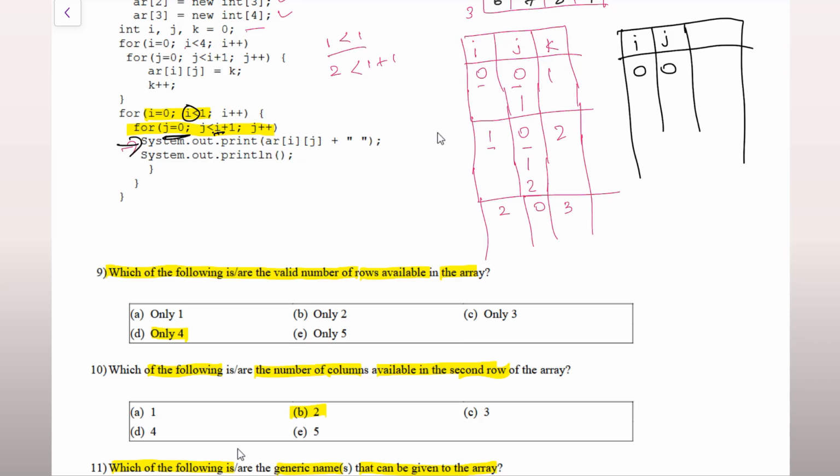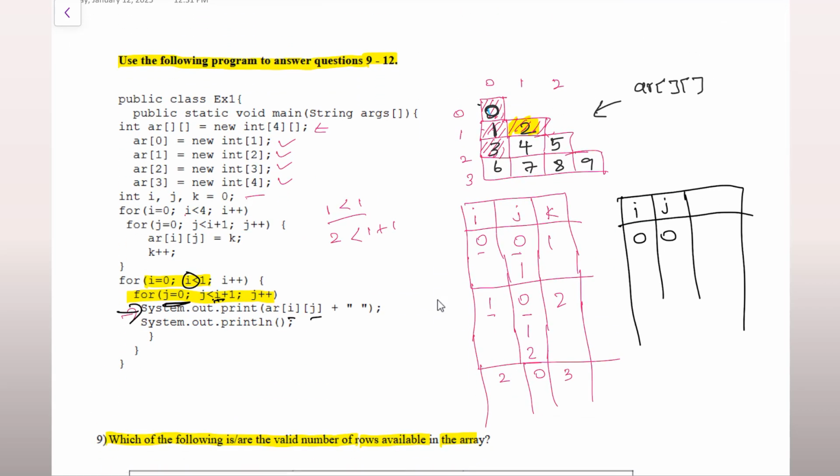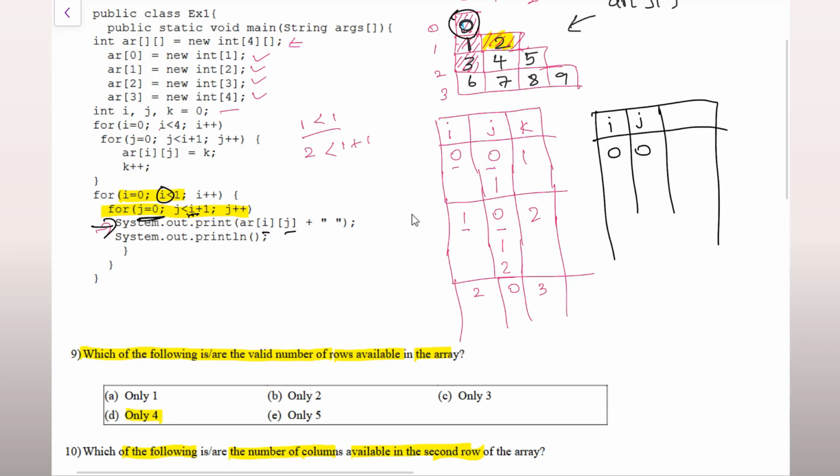It will come here. It will print System.out.println with i's value 0, j's value 0. So that is array[0][0]. That means this box. What will be printed is 0. And then it will go to the next line. The cursor will move to the next line, and now we go to j plus plus. j's value was previously 0, now it becomes 1.